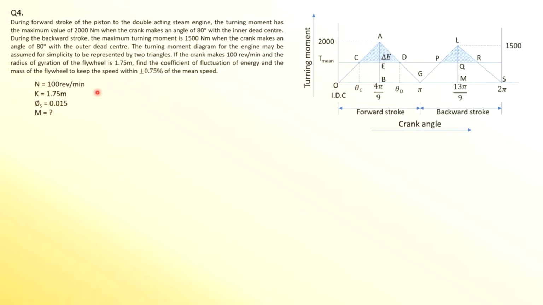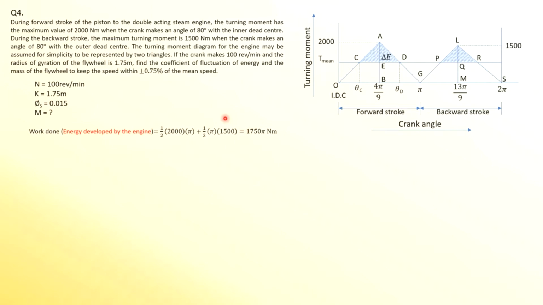Okay. So these are the given data from the question. The speed is 100 revolutions per minute. This is the radius of gyration, so lowercase letter k, which is 1.75 meter. This is the coefficient of fluctuation of speed, 0.015. And then the mass is unknown because the question asks us to find two things. One is the coefficient of fluctuation of energy. The second thing is the mass of the flywheel.